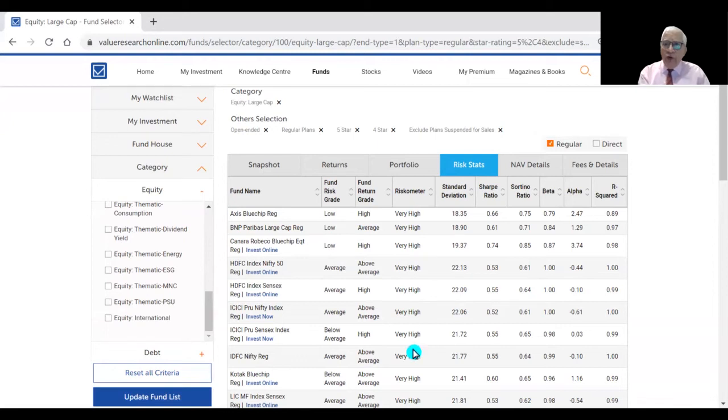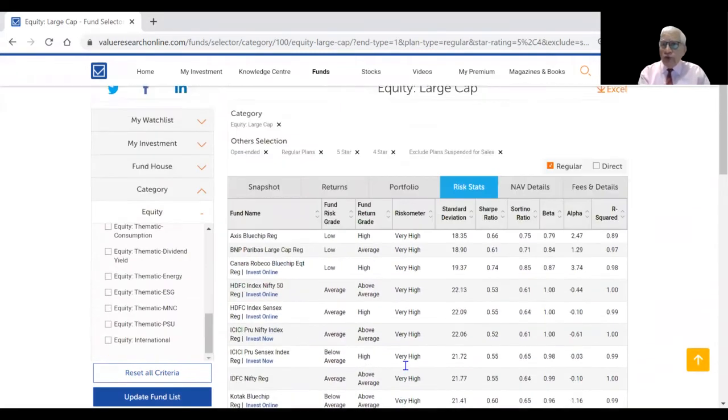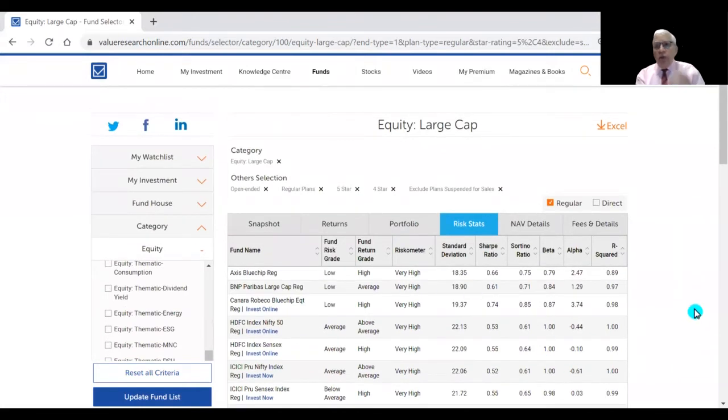Riskometer will be very high for all the categories of all the 5-star and 4-star categories. So there is nothing to choose from. They are all high risk funds. Obviously, equity investment is a high risk investment, but you can reduce the impact of high risk by investing over a longer tenure. Riskometer, therefore, is to be ignored.